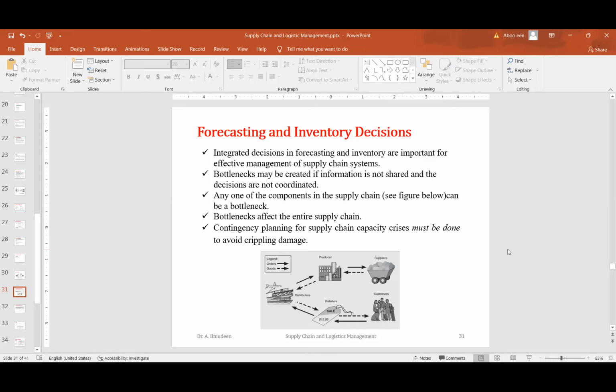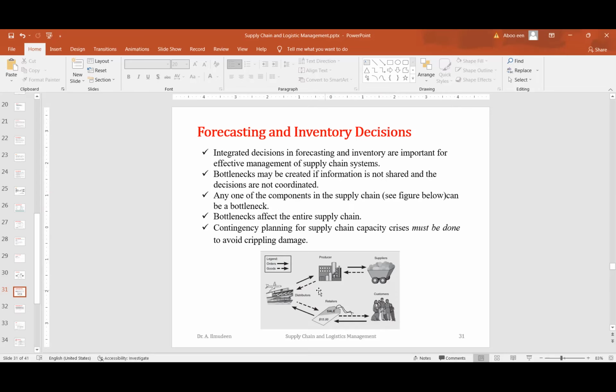Their supply chain management system must be integrated, and they want timely updated information. Then only can they take the right decision at the right time. So there should be information sharing as well as coordination. The connected partners should be able to share their information, and there must be coordination between these connected parties, so they can share data with those who need it. Any one of the components in the supply chain can be a bottleneck.